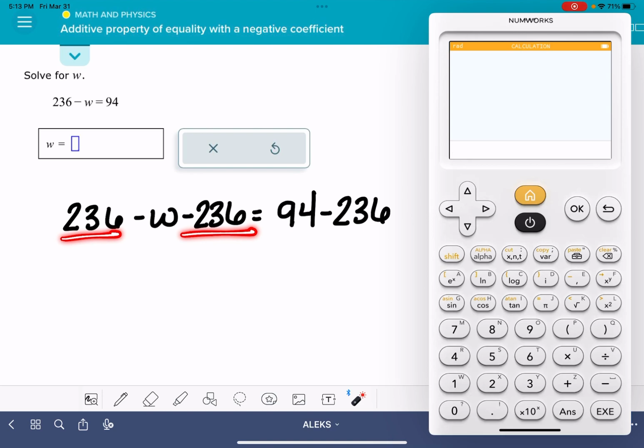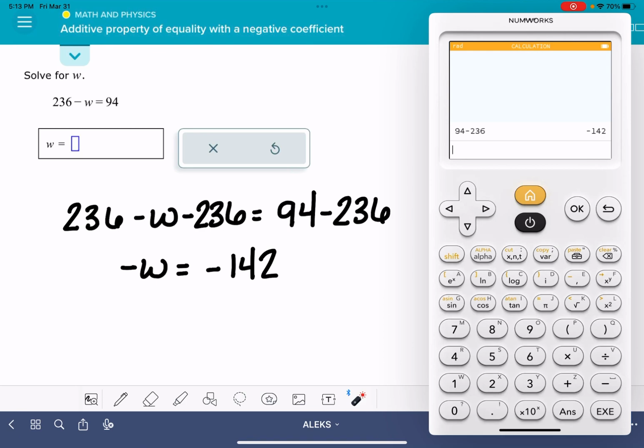236 minus 236 is just 0, so all that I'm left with on the left-hand side of the equation is negative W. Now, on the right-hand side, I have 94 minus 236, which I'm just going to do with my calculator over here, and that is negative 142.